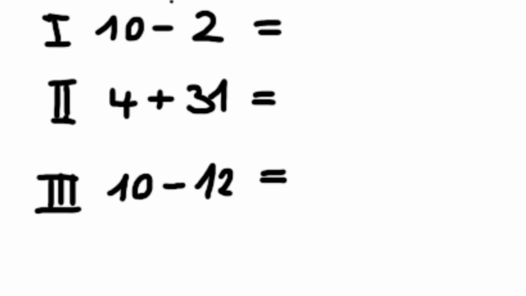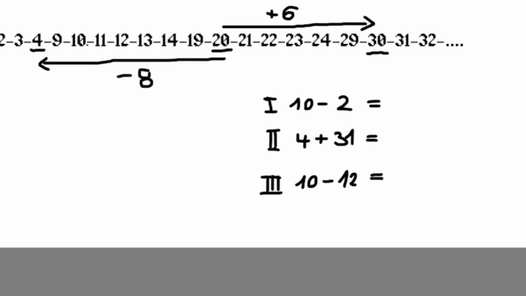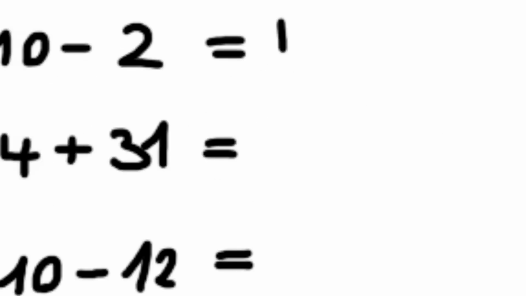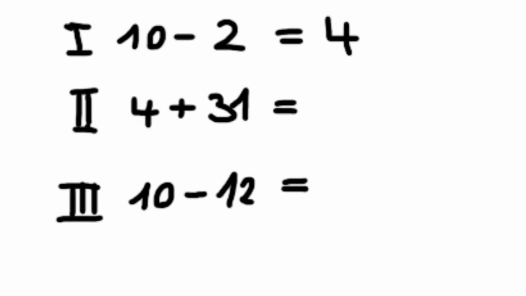So first up, 10 minus 2. That is quite easy. We start at the 10, go 2 backwards. That's what you could have also done in the video. You could have just scrolled back if you had problems and look at the solution. If we start at 10 and we go 2 to the left, then we're at 4. So the solution to the problem is 4.